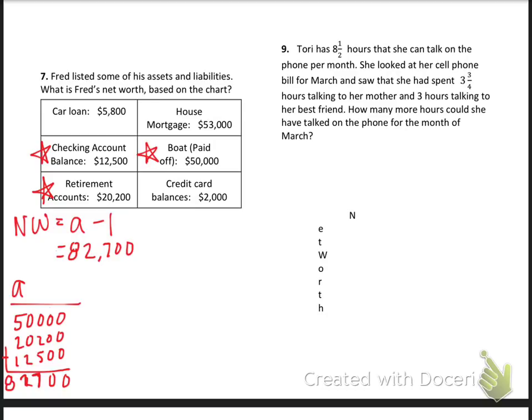Now, his liabilities. His liabilities are credit card. Let me get a different one. We're going to do liabilities in blue. His credit card, car loan, and mortgage. Remember, your mortgage is your house loan. So we add those together. So we have 53,000, 2,000, and 5,800.